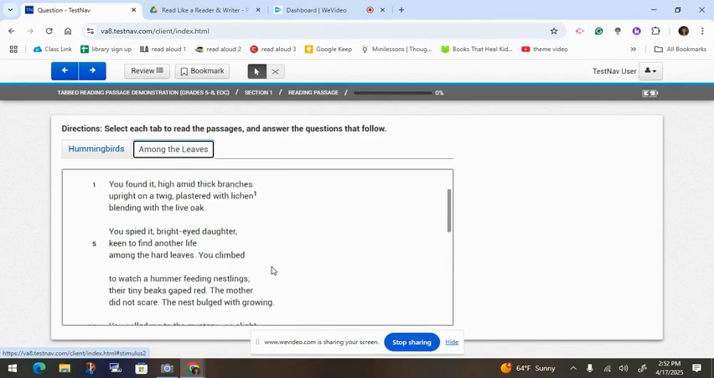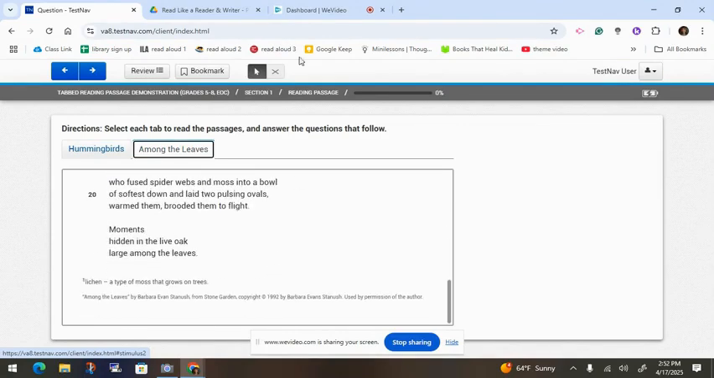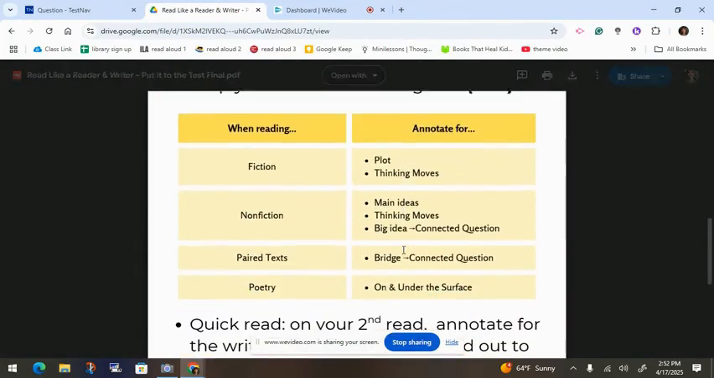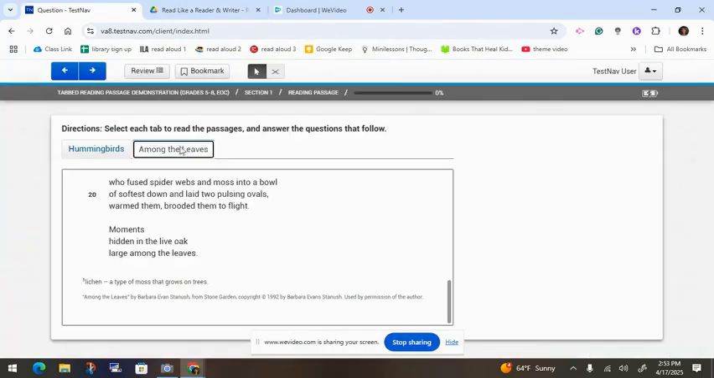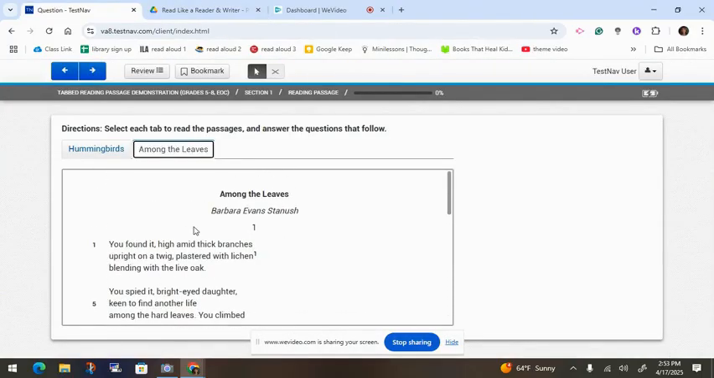this looks like a poem because I see stanzas, and that's making me go back and question, do I want to annotate with a bridge even though this is paired? Because I've got a nonfiction and I've got a poem. I might be better off doing maybe main ideas for the nonfiction and using my on and under the surface thinking for the poetry, just because it may be really hard to find a bridge between a poem.